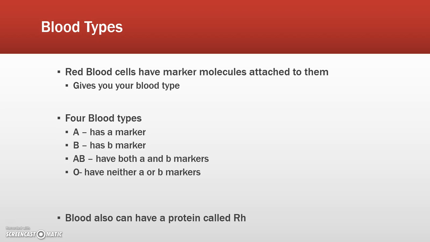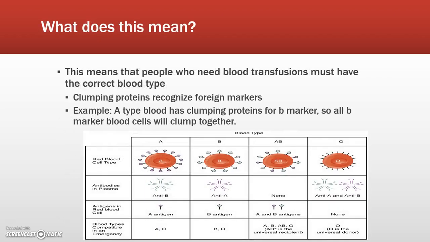And blood can also have a protein called Rh, which makes you either positive or negative, so you either have it or you don't. So an example blood type would be AB positive or AB negative or B positive, and so on and so forth. So what does this mean?